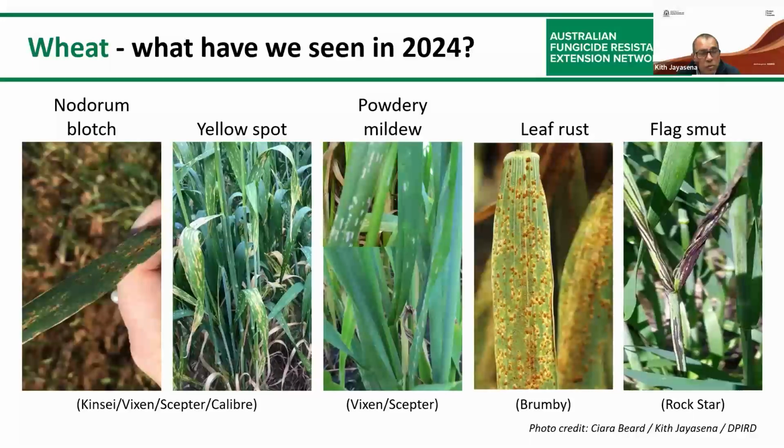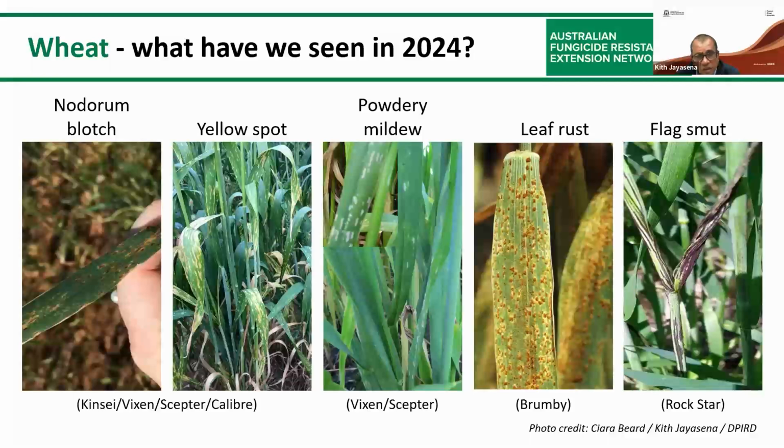Then barley powdery mildew and wheat mildew: we have seen Vexen, Scepter, and Valiance, and you can see it especially in the south of Great Southern and South Coast, mildew coming up. It needs high relative humidity, but too much rain will reduce the infection. And when the temperature goes above 25 degrees, it tends to reduce the infection.